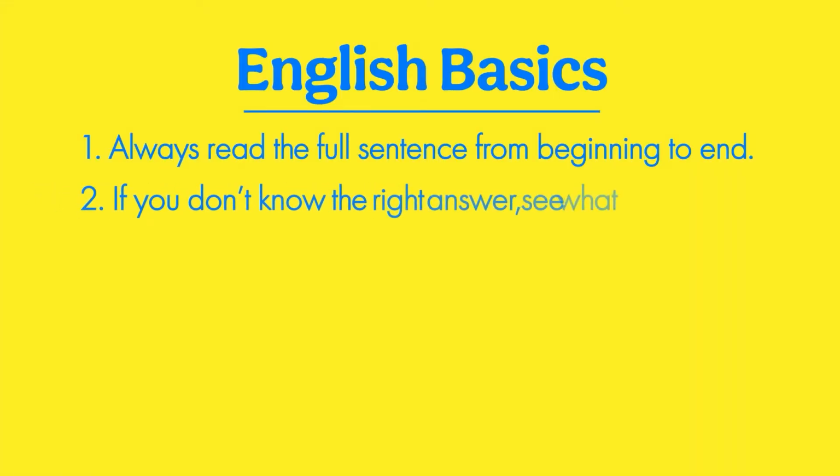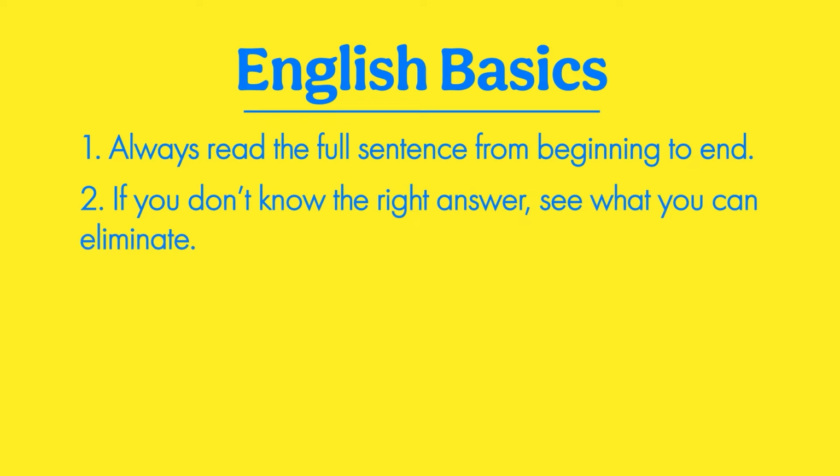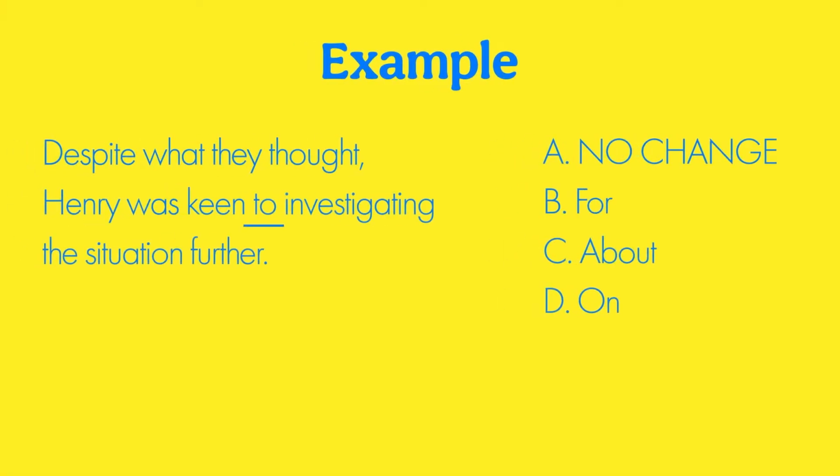Number 2, if you don't know the right answer to a question, figure out what you can eliminate. So that means sometimes we look at a question and we're like, I have no idea. You might have no idea of what the right answer is, but you might be able to eliminate an answer choice that's the wrong answer. And that is helpful because finding 3 wrong ones is just as good as finding 1 right answer. So elimination, always a positive.